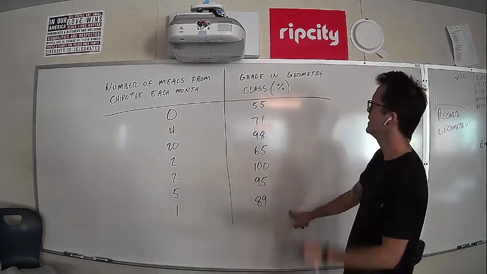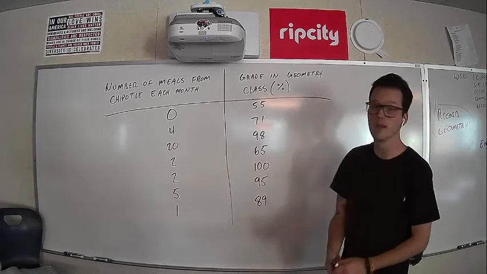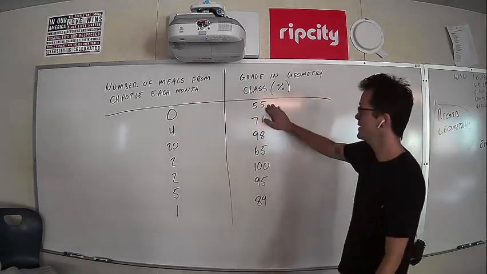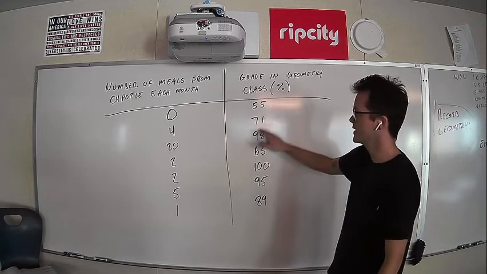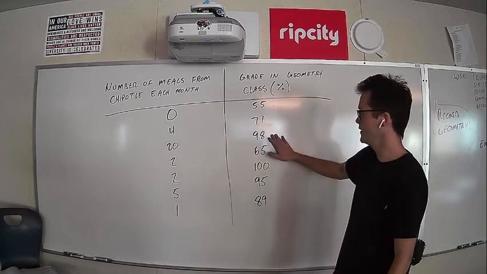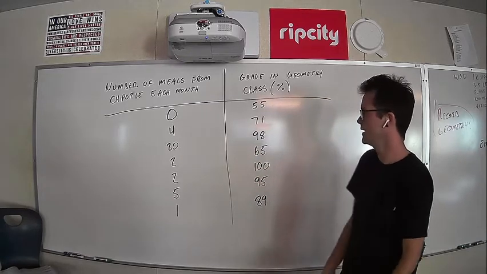And then this is their grade in geometry class in percent, their overall grade. So the student who never eats at Chipotle, 55%. The student who goes about once a week, they have a 71. The student who goes all the time, they have a 98%, and you can see the rest of the data here as well.